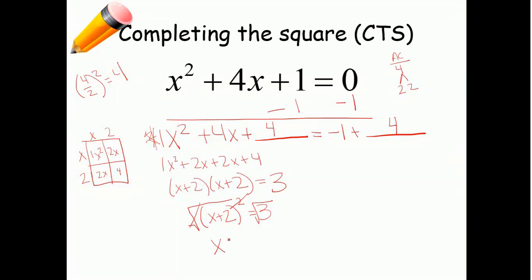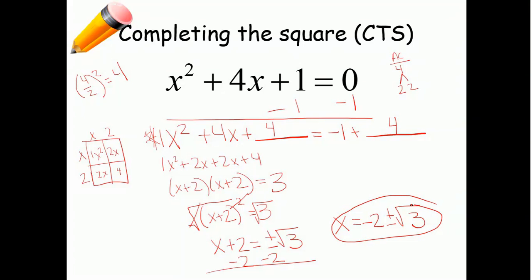And you're going to be left with x plus 2 equals plus or minus, don't forget that, square root of 3. Subtract 2 from both sides. And we're going to get x equals negative 2 plus or minus the square root of 3. And I have solved my answer for completing the square.